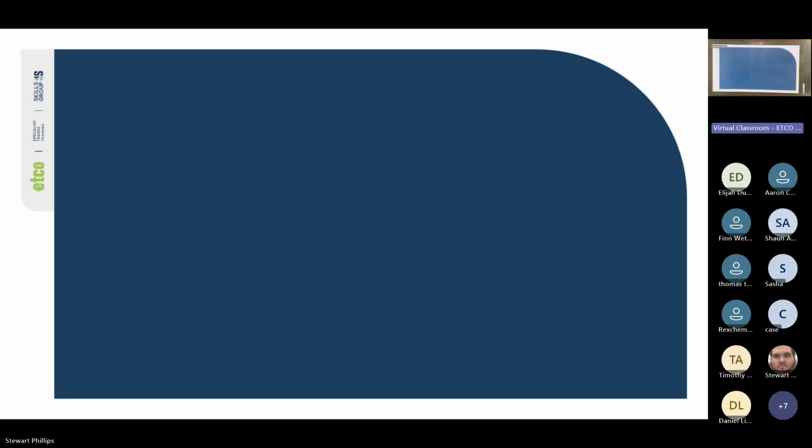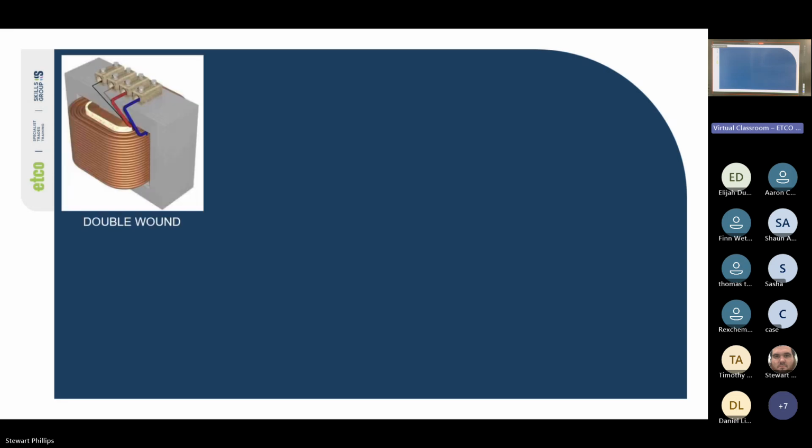So the different types of transformers you might come across. Your standard double wound. This is the most common type of transformer that most electricians will come across, simply because we use them more often for our drivers, for our downlights, and all kinds of stuff like that.